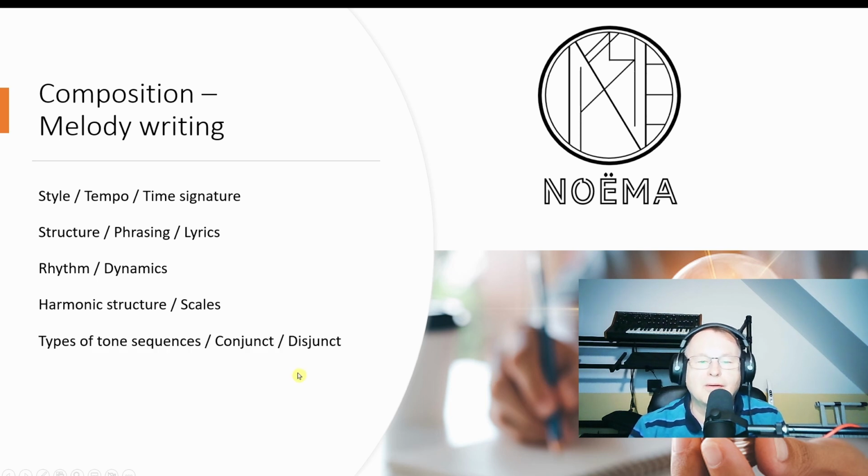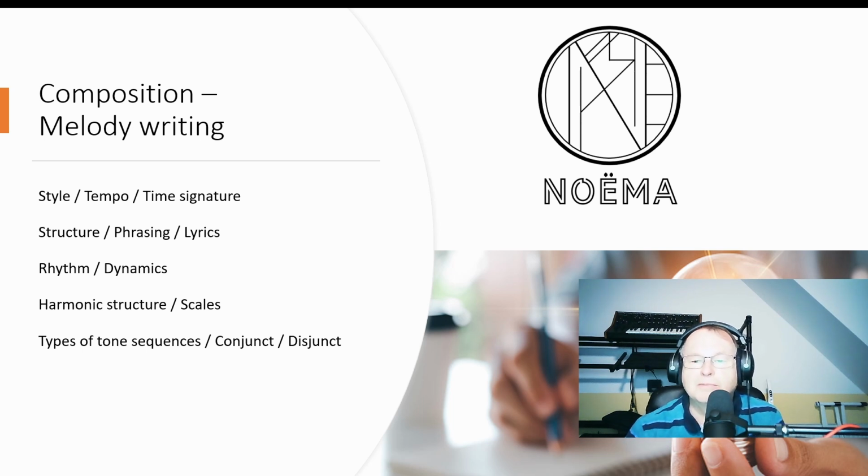Now to something more theoretic, types of tone sequences. What do I mean by that? Well, a melody can follow exactly the scale. In this case, we name it a conjunct melody. One example, if a melody in C major goes C, D, E, F, G, A, B, it is perfectly conjunct.